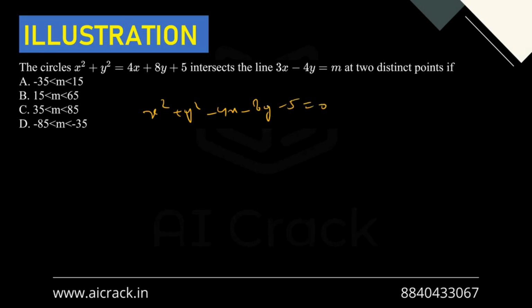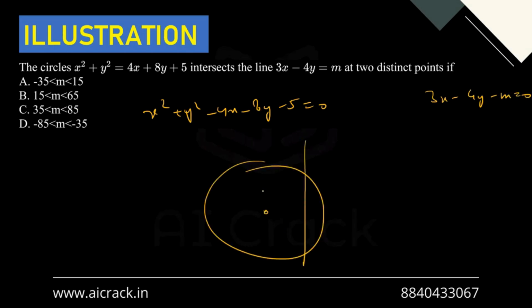This is intersecting the line 3x minus 4y equals m, so 3x minus 4y minus m equals 0. This is our line. The condition is something of this sort: this radius is r, this distance is d, and modulus d should be less than r. This should be our condition, which would provide us the inequality.